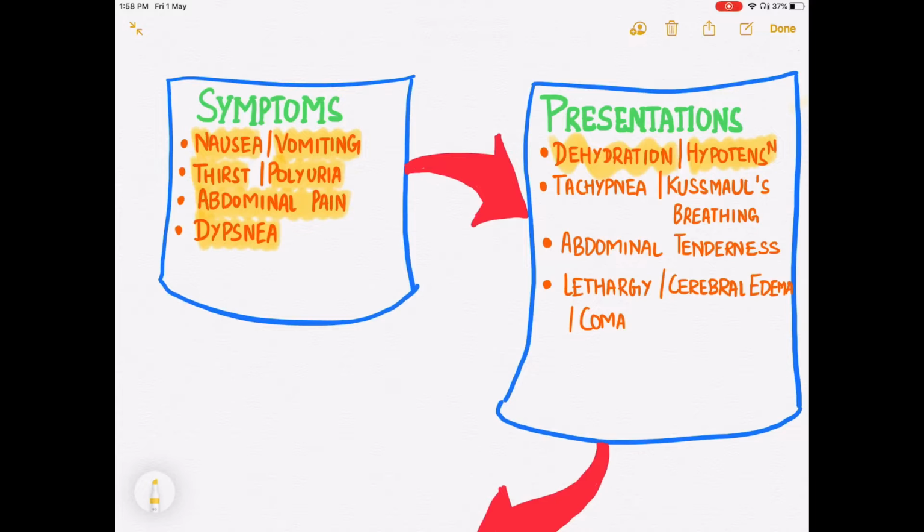On examining the breathing pattern, you find out that the person is hyperventilating, and on auscultation, you hear deep and labored breath, and this breathing pattern is known as Kussmaul's breathing pattern. Now use your headphones and hear this Kussmaul's breathing sound.